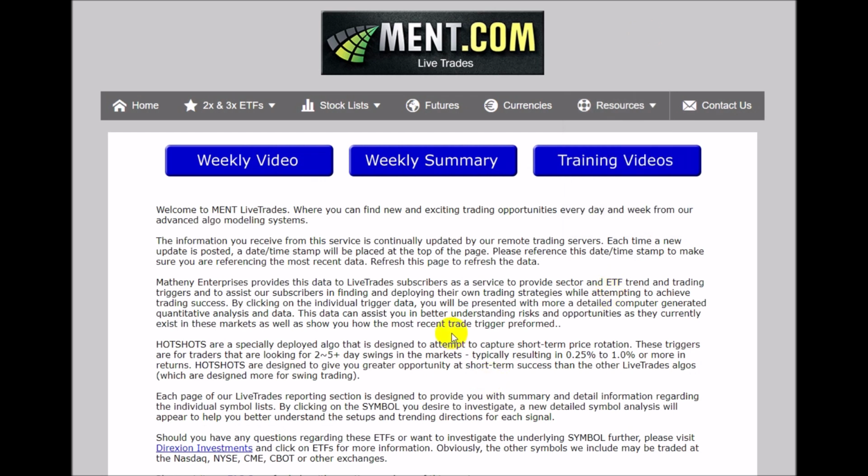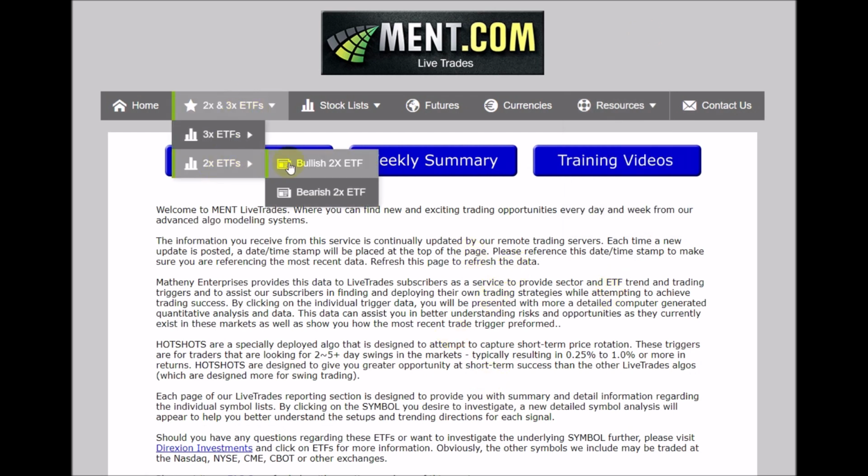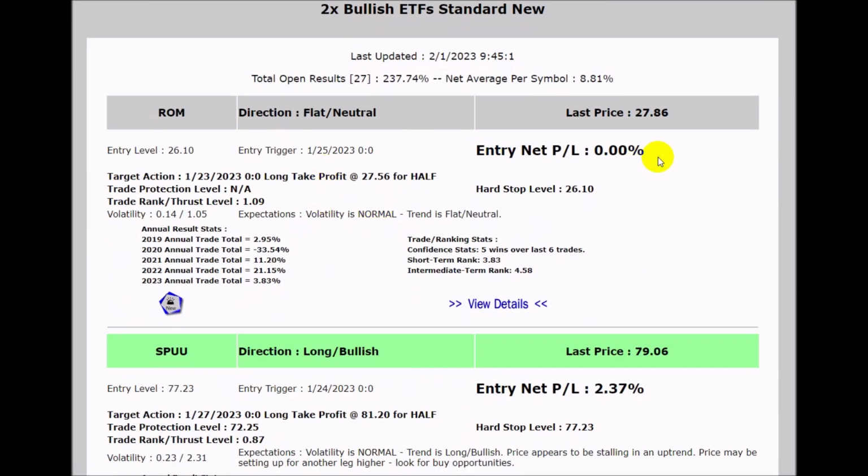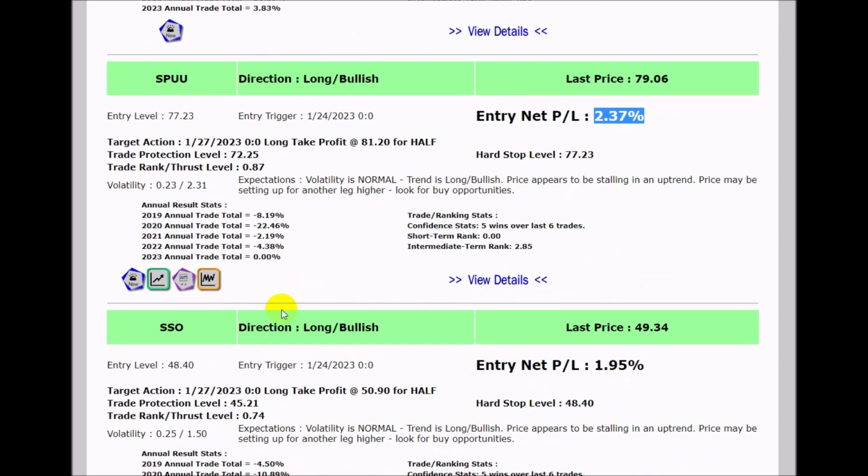So let's take a look at Mint Live Trades. And let's take a look at the 2x bullish ETFs. Let's see, first off, if we have any decent triggers starting out. So we're going to look at new triggers. We have ROM is flat. SPUU is a trigger from just a few days ago. It's up 2.37%. We have SSO is a trigger from a few days ago.